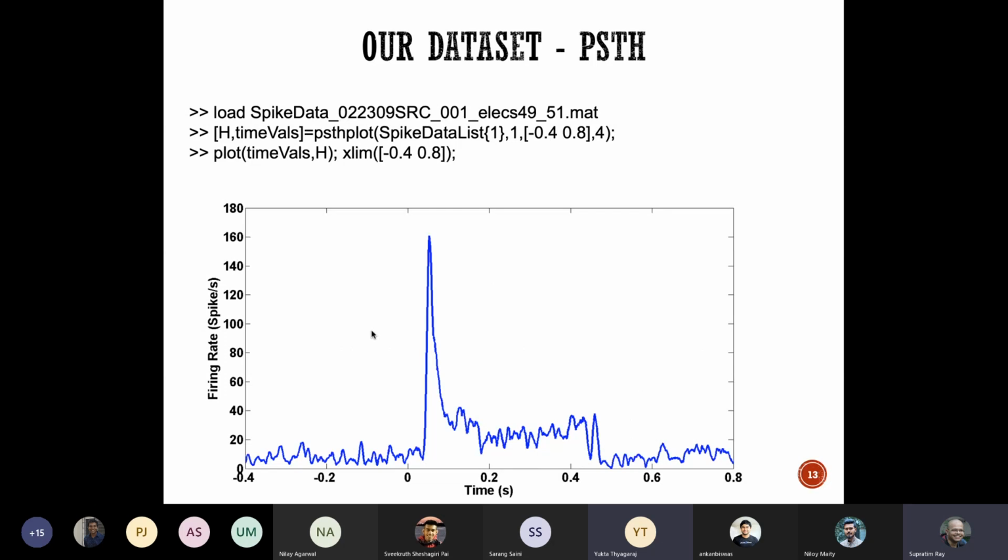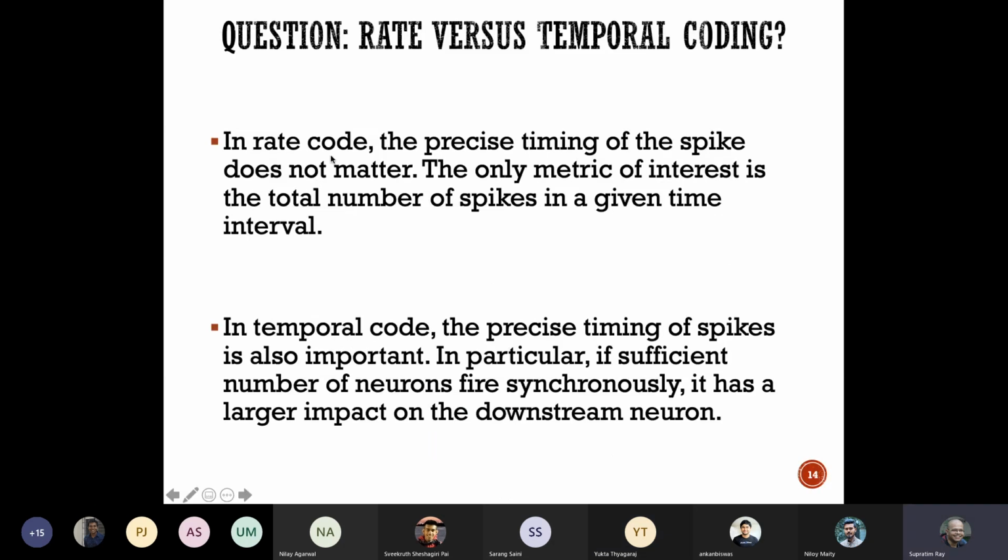Okay. So are the questions okay? Rate code versus temporal code.